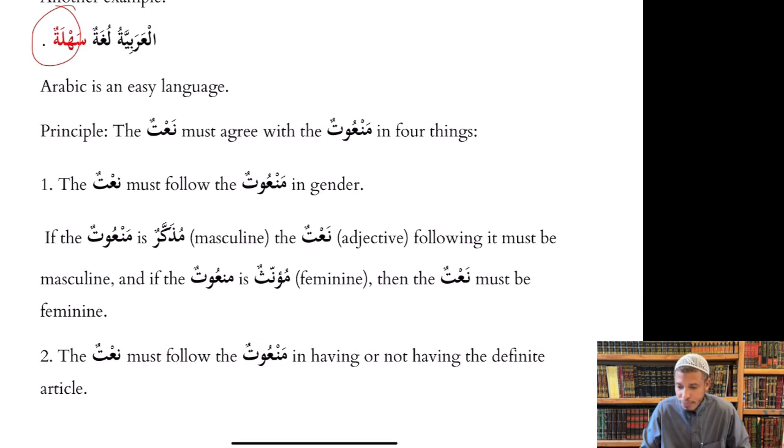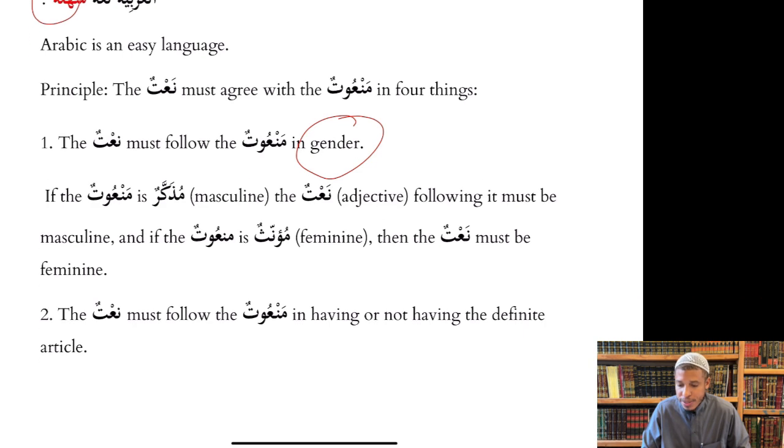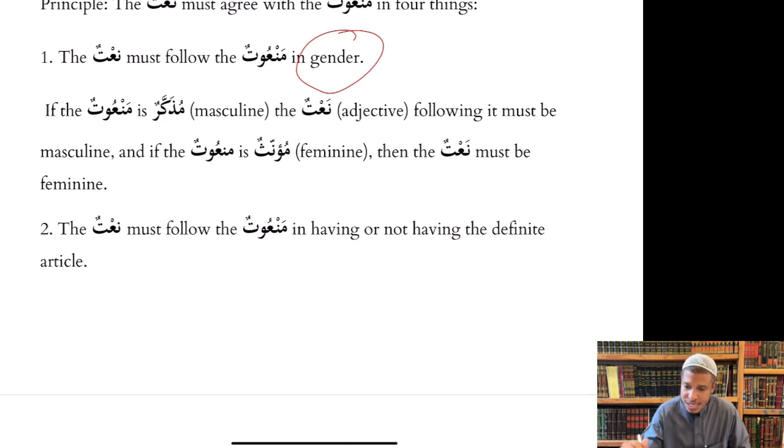All right, number one. The na'at must follow the man'ut in gender. التذكير والتأنيث, meaning what? If the man'ut is mudhakkar, masculine, then the na'at following must also be mudhakkar, masculine. If the man'ut is mu'annath, feminine, then the na'at likewise must be mu'annath, feminine. All right, so that's number one. Check it off.